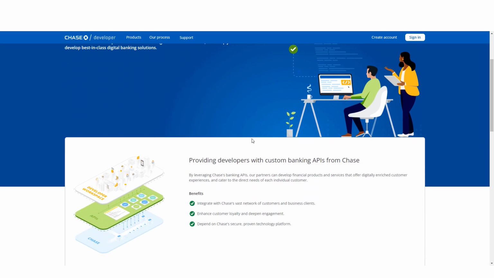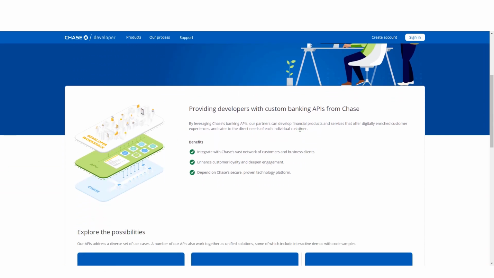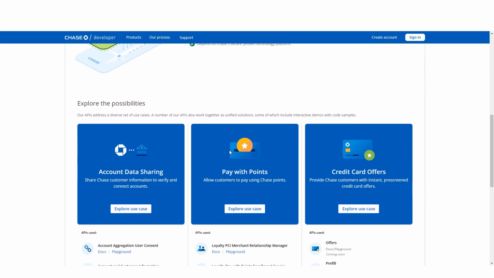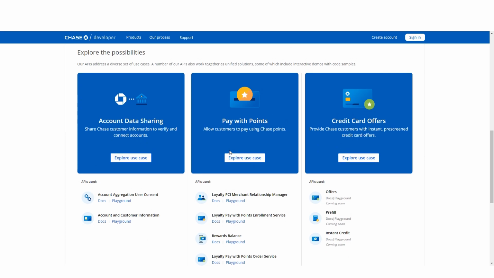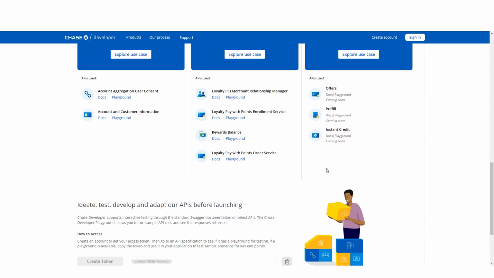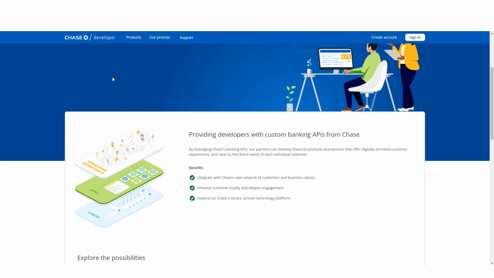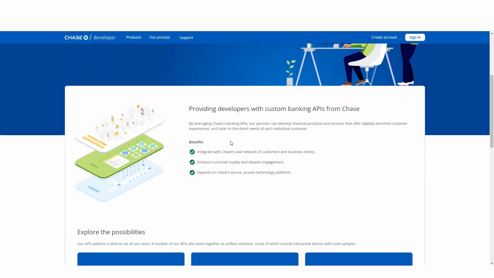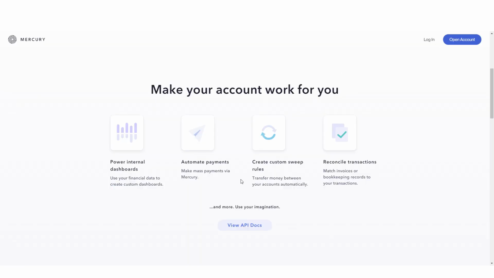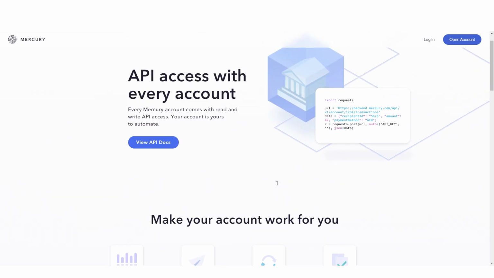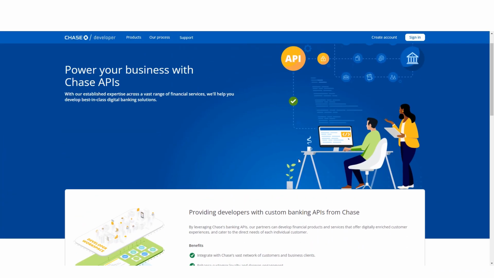Chase also offers a range of APIs and integrations, allowing you to connect your account with a variety of third-party tools and services. However, it's worth noting that Chase's APIs and integrations are geared more towards larger businesses and may not be as accessible to startups and smaller businesses. The key difference lies in their target audience and the types of businesses they cater to. If you're a startup or tech-focused business, Mercury Bank may be the better option for you. But if you're a larger business with more complex financial needs, Chase may be a better fit.